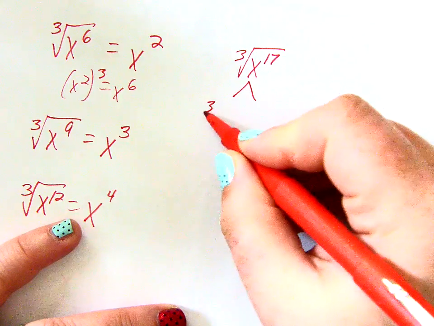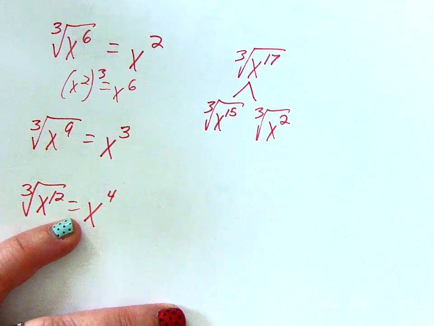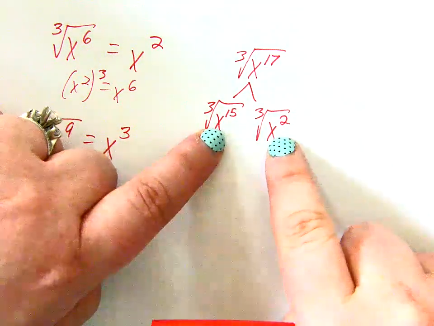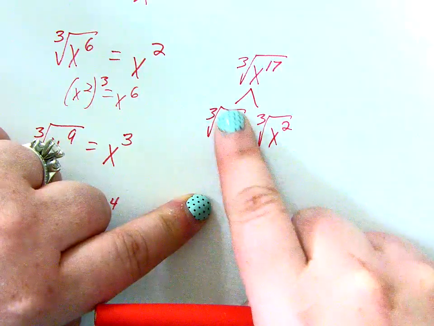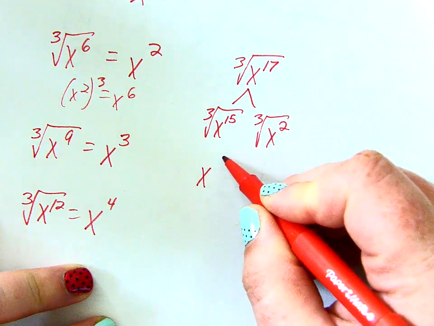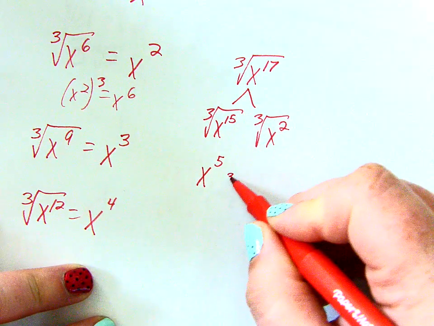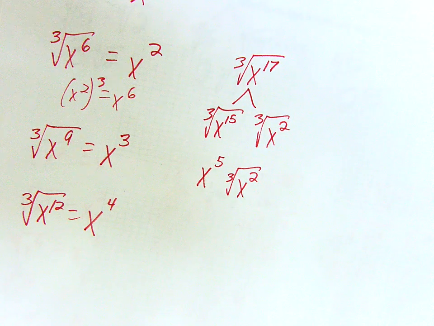I'm going to split this up into the cube root of x to the 15th and the cube root of x squared. Right? X to the 15th times x squared is still x to the 17th, but now I can take the cube root of this one. What is the cube root of x to the 15th? It's x to the 5th. And then I just leave this, the cube root of x squared. That's my answer. I know, it feels weird, but that's the idea.